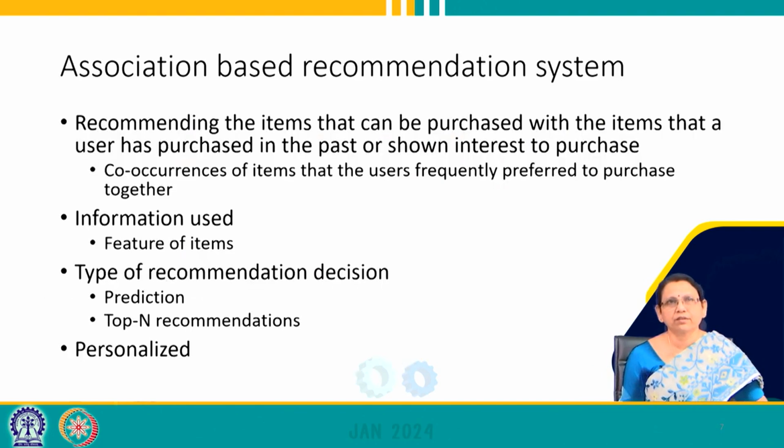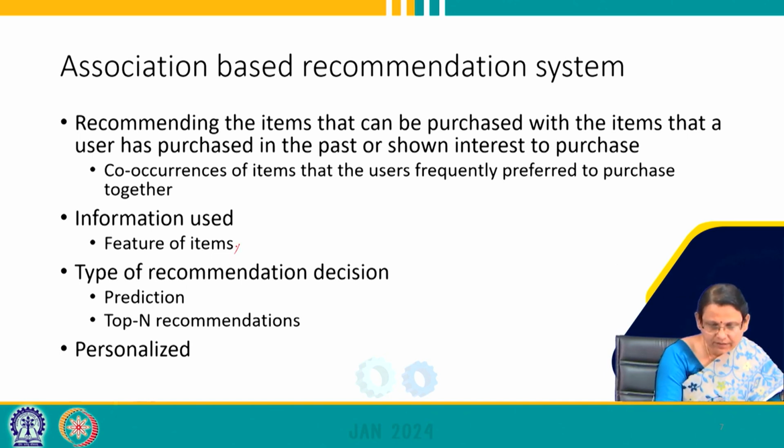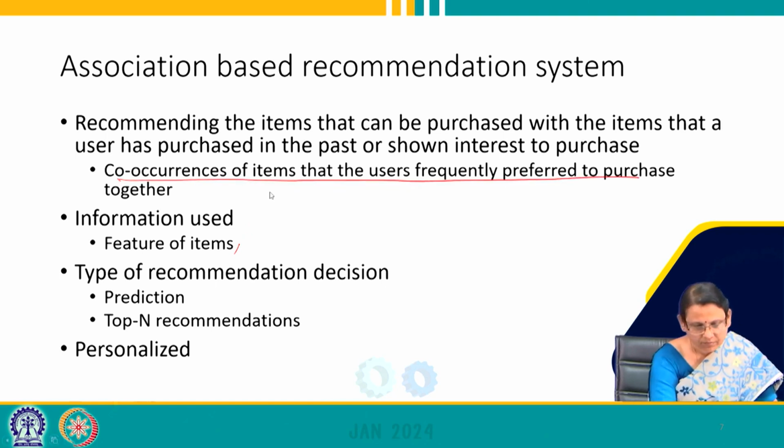Then comes your association based recommendation system. Here what we use is the feature of the item and the rating matrix as well. I mean how the items are bought together. So, it is basically co-occurrence of the items which are bought together. Feature of the item, in this sense, is about finding this from the rating matrix.